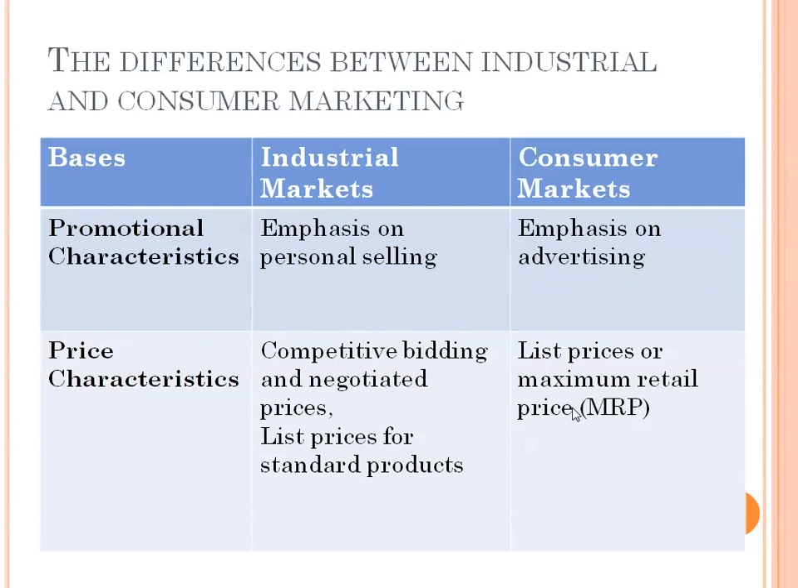Promotional characteristics: industrial marketing is mostly based on, or emphasis is given to, personal selling. And price characteristics: competitive bidding and negotiated prices.